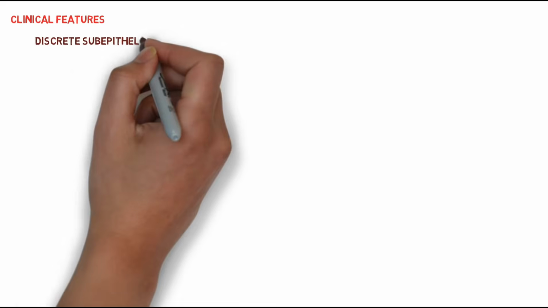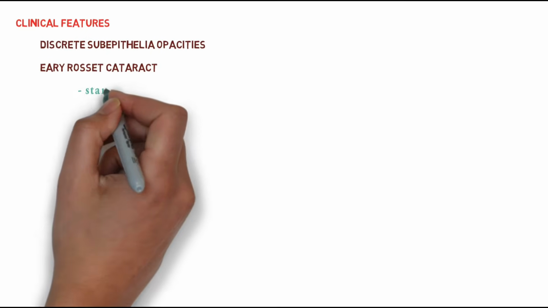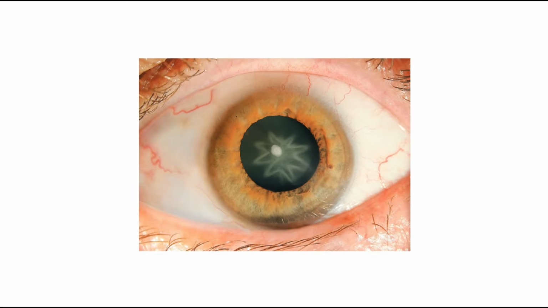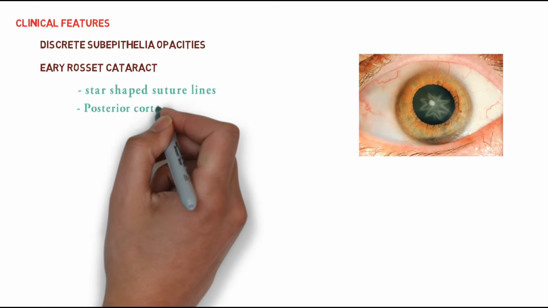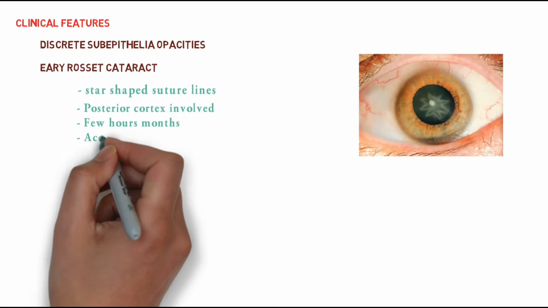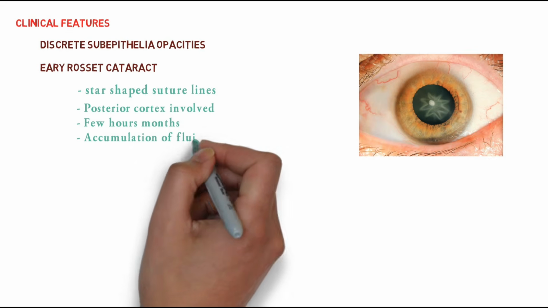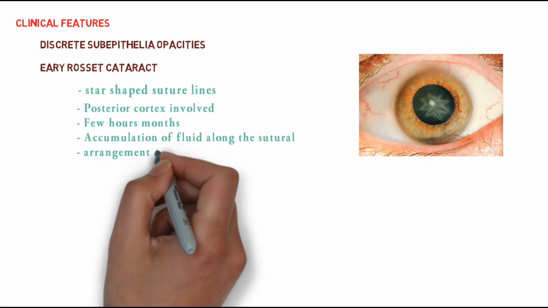First, there are discrete subepithelial opacities. Then there is early rosette cataract. What is early rosette cataract? There are star-shaped suture lines. Look at this image. Here we have the star-shaped suture lines. This is the important sign for the detection of early rosette cataract, in which the posterior cortex is involved, and it occurs a few hours or months after the injury. Then there is an accumulation of fluid along with the sutural arrangement of the lens fibers, and this is the most typical form of concussion cataract.